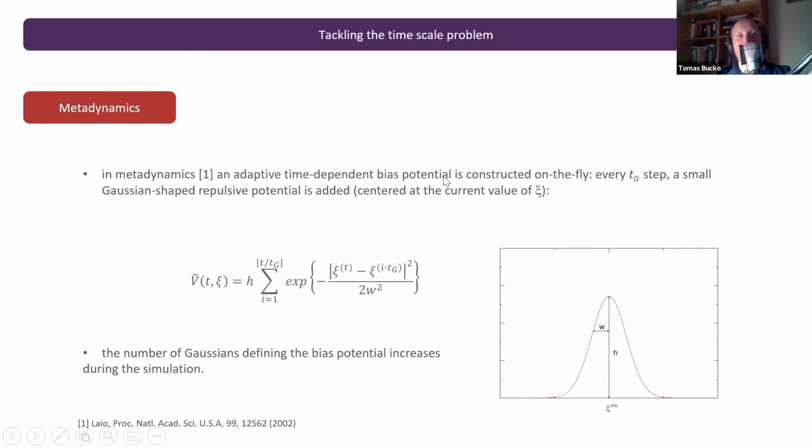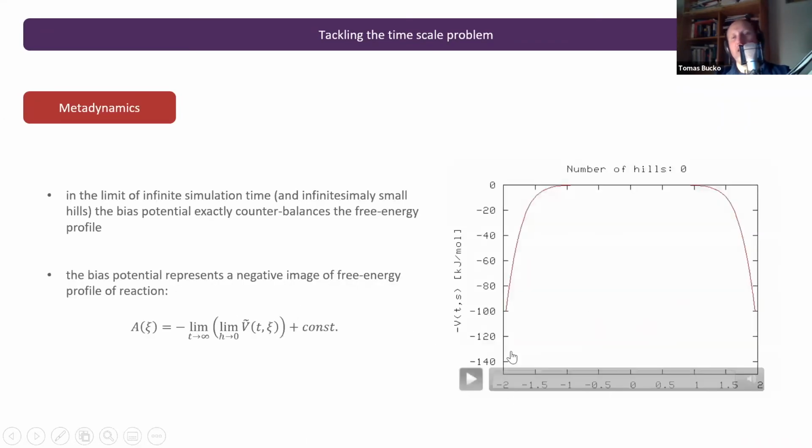So it uses an adaptive, time-dependent bias potential, which is constructed as a sum of small Gaussian potential functions, characterized by height h and width parameter w. Okay, so this bias potential is updated at a constant increment tg. This is what you do. Therefore, the number of Gaussians progressively increases during the simulation. This is how it looks. So this is basically how the bias potential is updated during the simulation upon depositing this number of small hills, Gaussian functions.